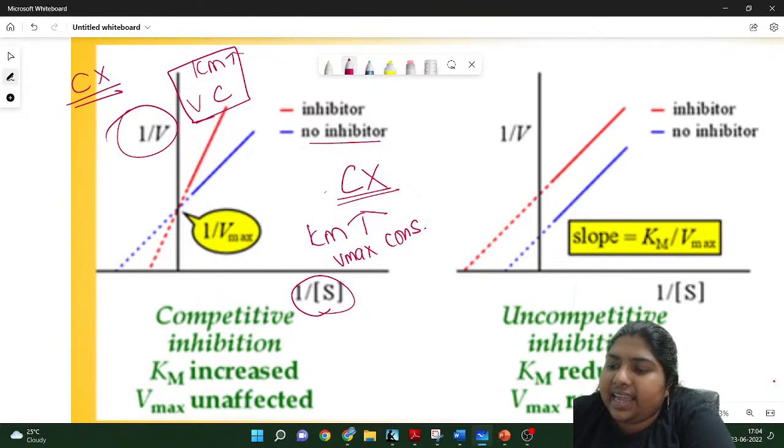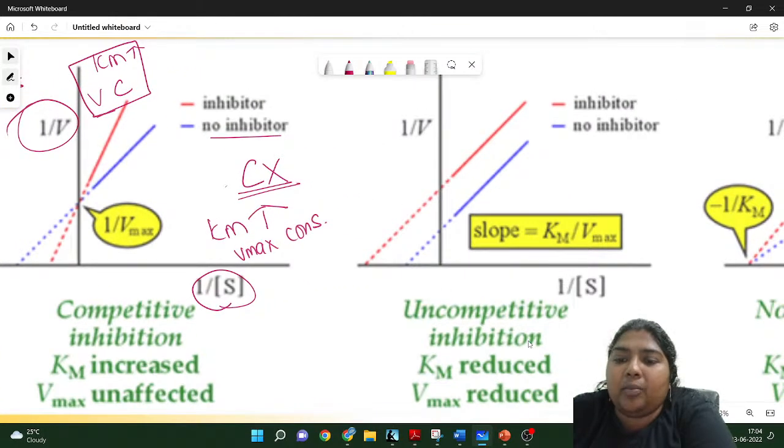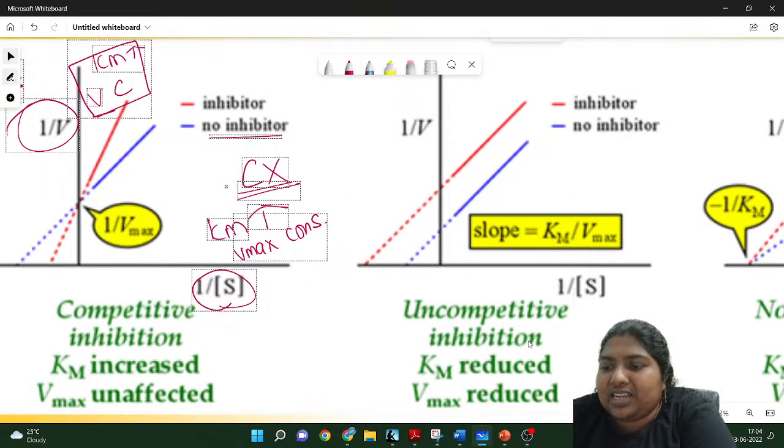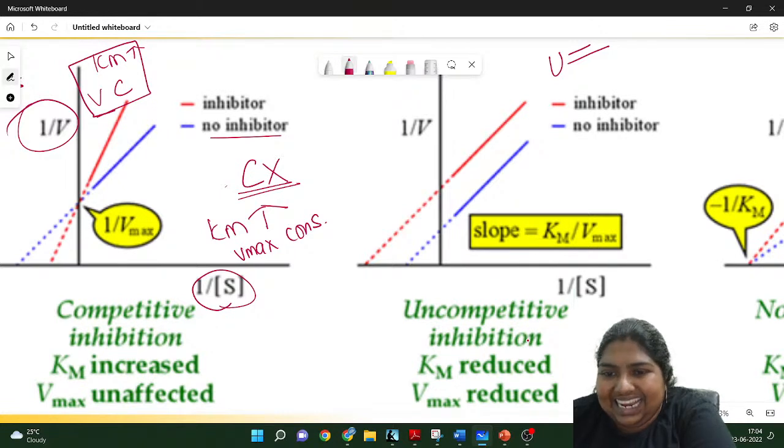So competitive inhibition, Km will increase, Vmax is a constant. So let us see what is happening with your uncompetitive inhibition. Usually I used to tell a clue, it is going to be U parallel, uncompetitive inhibition. U is parallel, right? So now what happens? Your Km is reduced and your Vmax is also reduced.